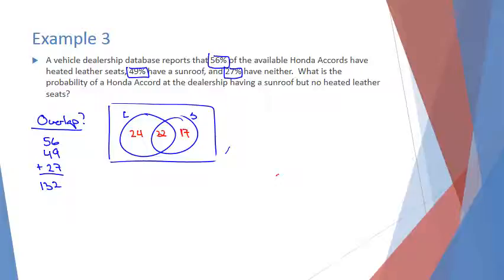Okay, and then we also have 27% having neither, so the 27 would simply go out there. I'll throw that percentage in. So again, this is leather only, this is sunroof only, and then this is both L and S right here. Okay, so what is the probability of a Honda Accord at the dealership having a sunroof but no heated leather seats? 17%.